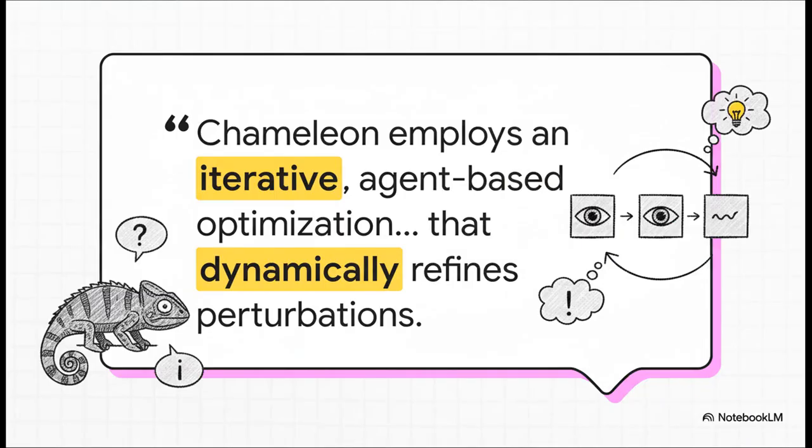So what does all of that fancy language actually mean? It means Chameleon doesn't just attack the AI. It basically has a conversation with it. It makes a tiny invisible change to the image, asks the AI, hey, what do you see now? And then uses that answer to make its next move even better.